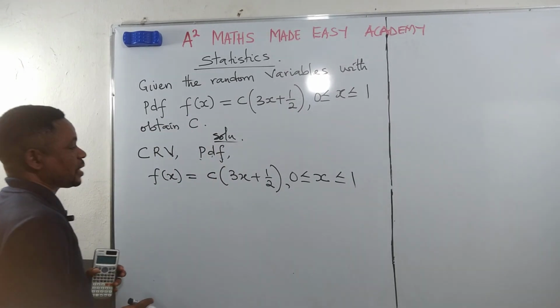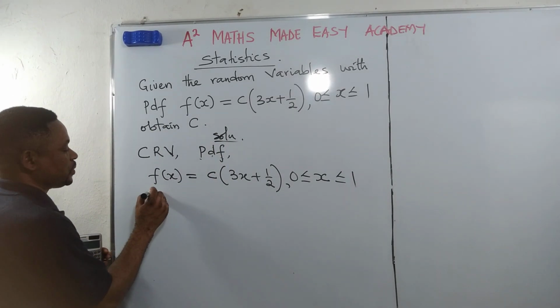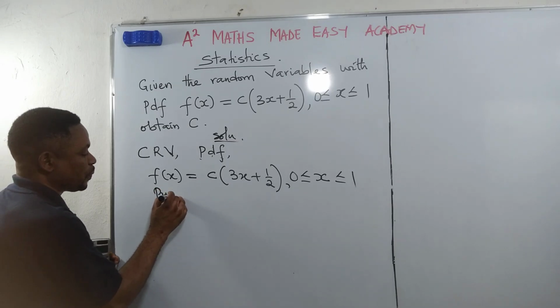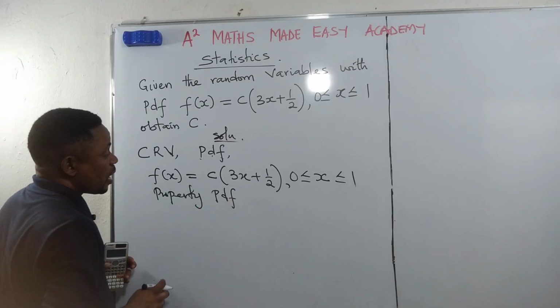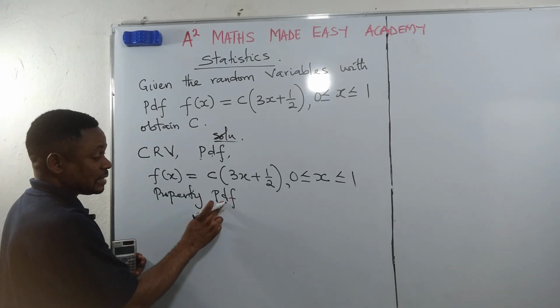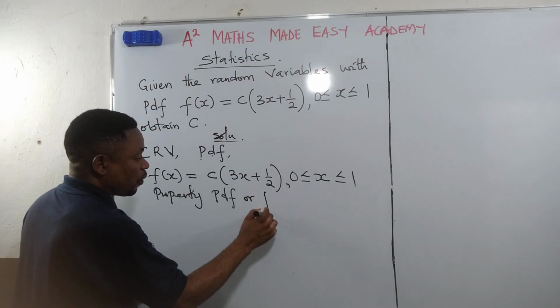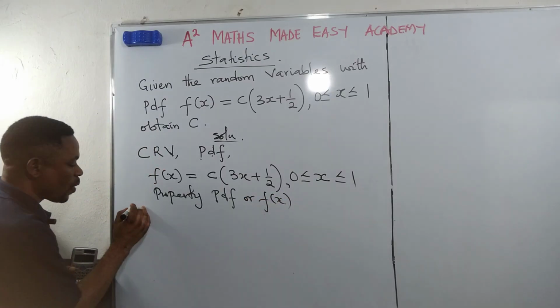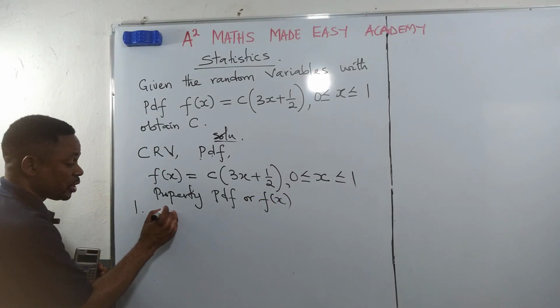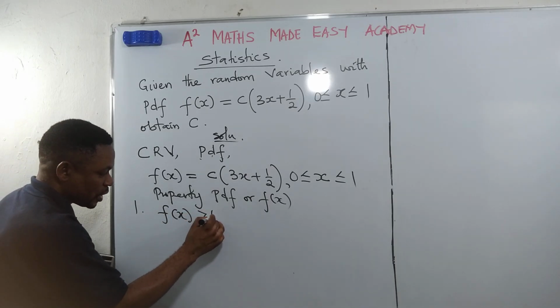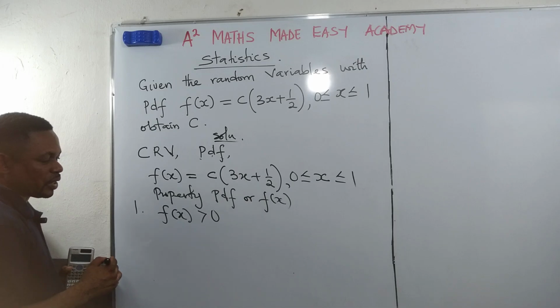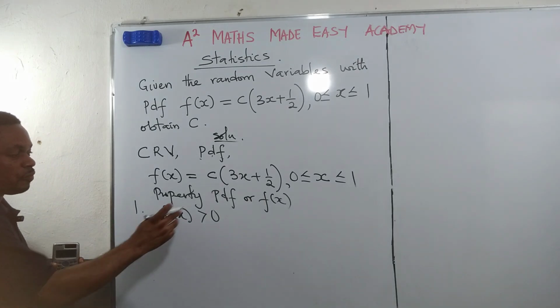Now, I want you to understand there are some basic properties that have to do with PDF. PDF means probability density function, or you can call it function of x. Number one property is this. I want you to watch. F of x is always greater than 0. It's always greater than 0. That's one of the properties of PDF.